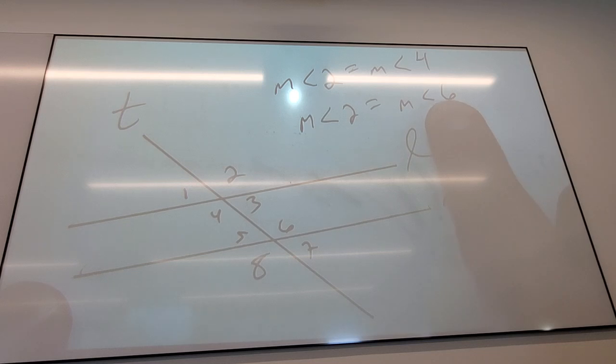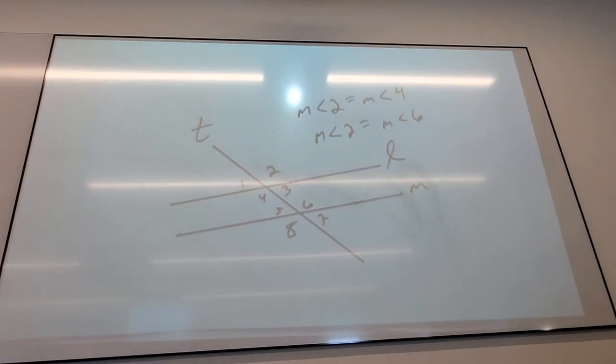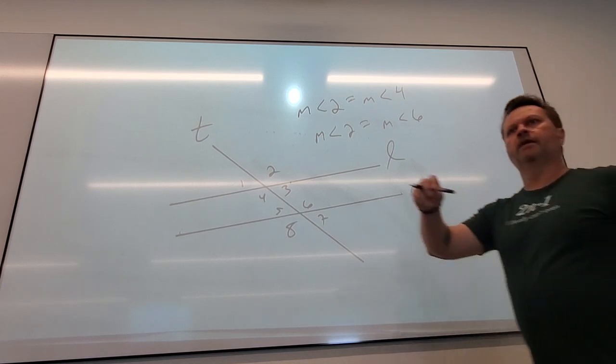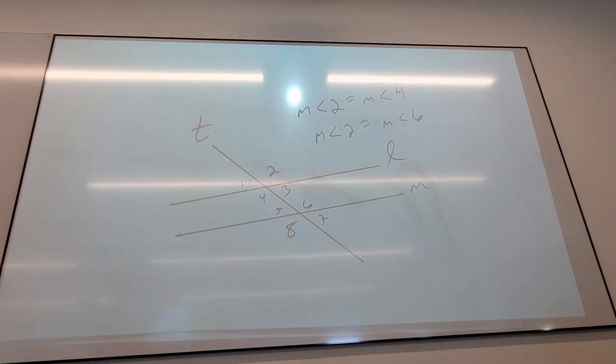These 2 angles, angle 2 and angle 6, we call them corresponding angles, which makes sense because aren't 2 and 6 in the exact same relative location? 2 relative to L is in the same location as 6 relative to M. So we call those corresponding angles.